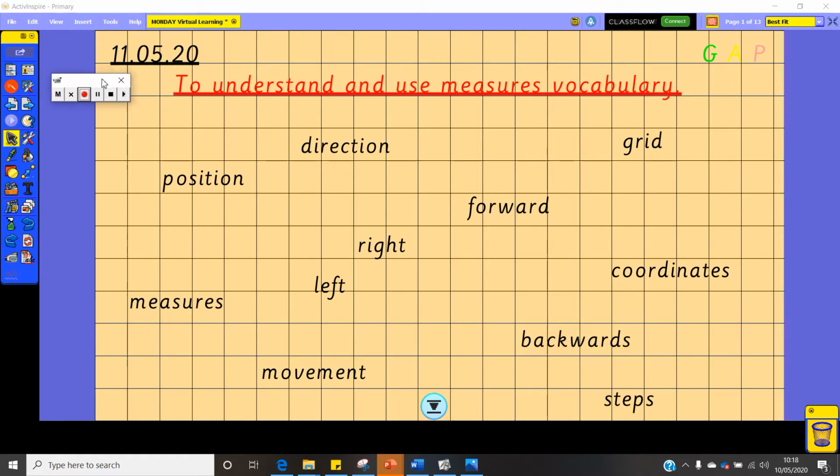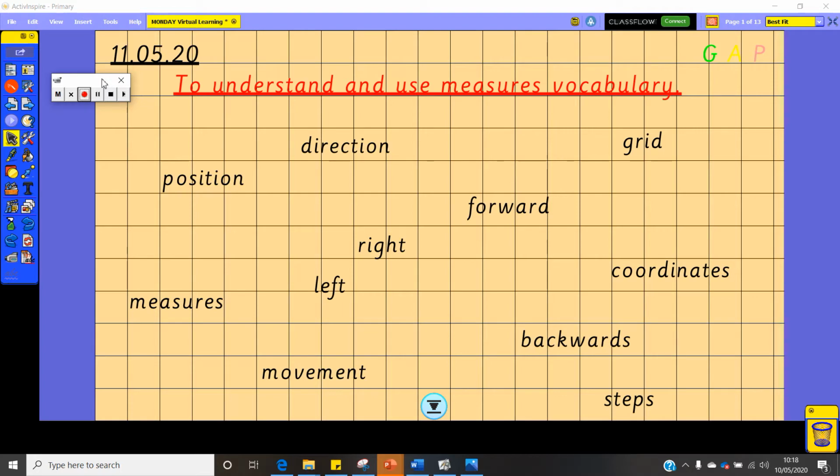So we're going to move on this week and we're going to be completing a week of work on shape, space and measures. And we're going to be looking at measures, position, direction and a little bit of time towards the end of the week. So to start with, we're going to have a look at some measures vocabulary. So you can see lots of words here on the board.